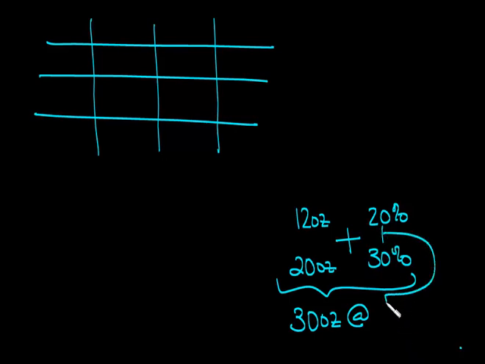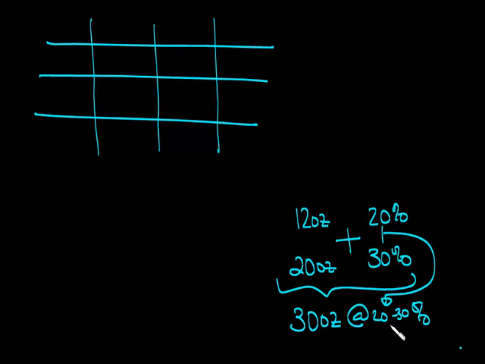The concentration will be anywhere between 20 and 30% alcohol, because when you mix two quantities that have different concentrations, you're basically diluting it. You're going to end up with something in between the lower concentration and the higher concentration. You're not going to end up with the sum of the concentrations.